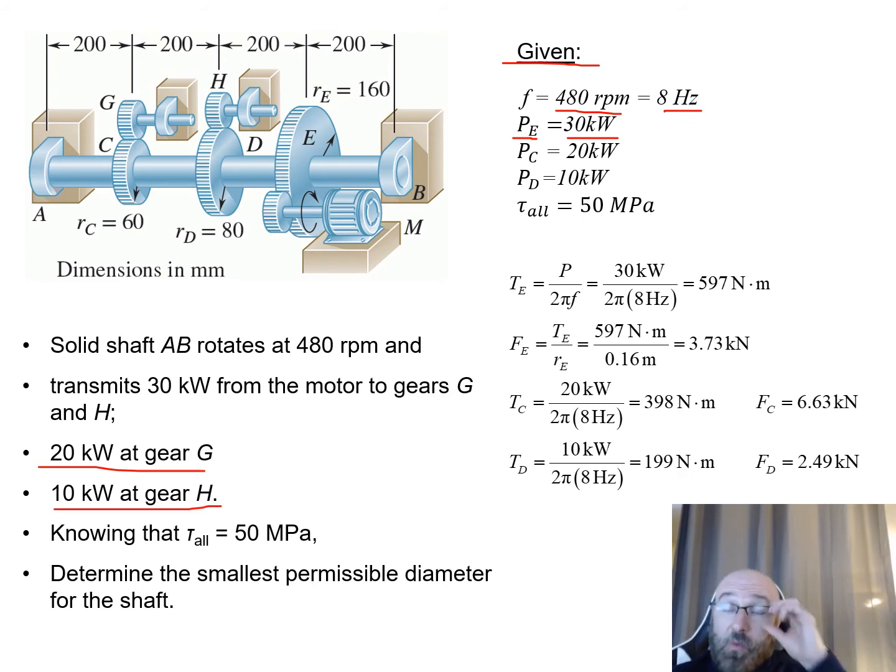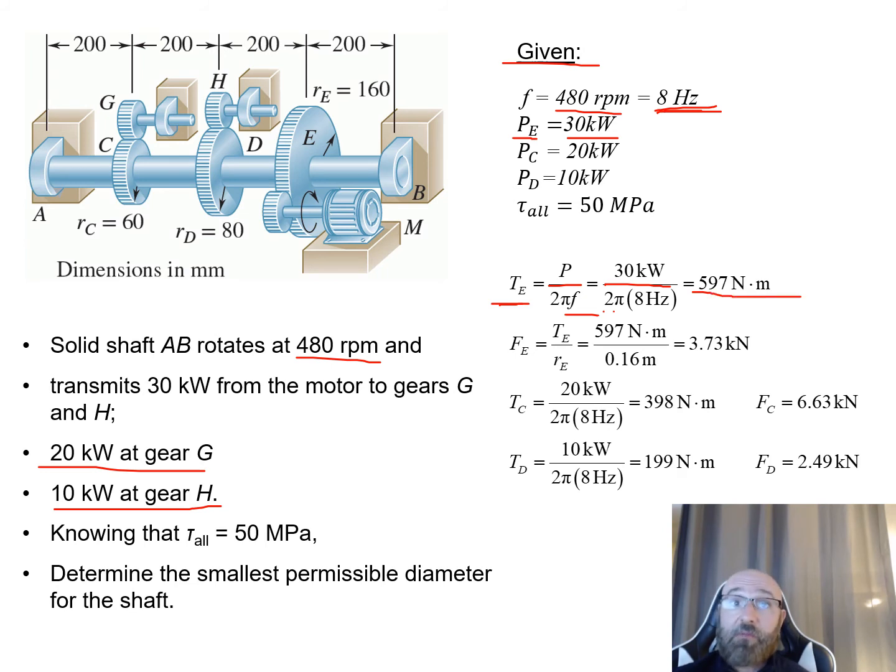So with that information, we can go to our governing equation to find our torque at E. At point E right here, this is going to be our P, which is 30 kilowatts, all divided by 2 pi times our frequency, and our frequency we found to be 8 Hertz from our problem statement. So this is our 480 RPM, we convert that to Hertz, that's 8 Hertz. We find that our torque at E is equal to 597 Newton meters.